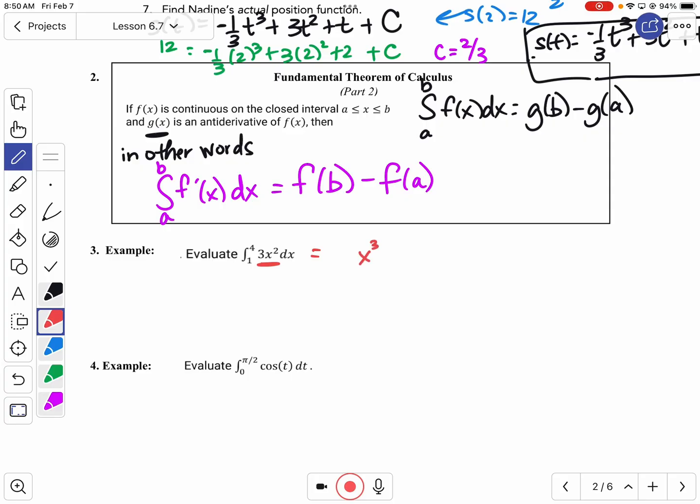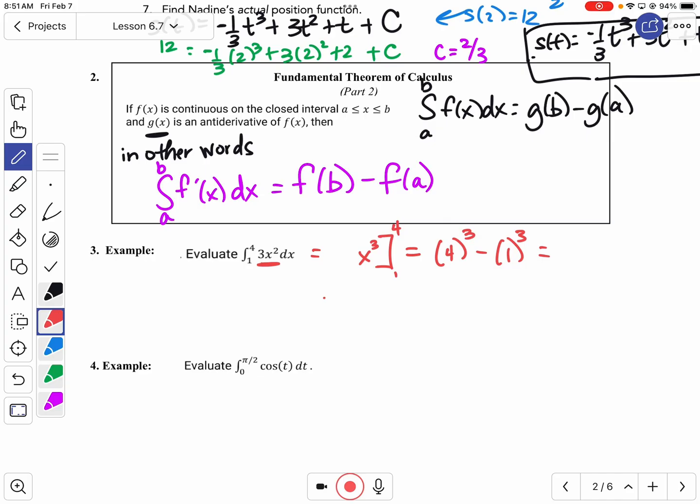X cubed. Okay. Now, what they'll do is they'll put a bracket around it, and then they'll put those boundaries in the same place. Now what we're going to do is we're going to take the boundaries, plug in the top, minus, plug in the bottom. And that's how we evaluate that integral.